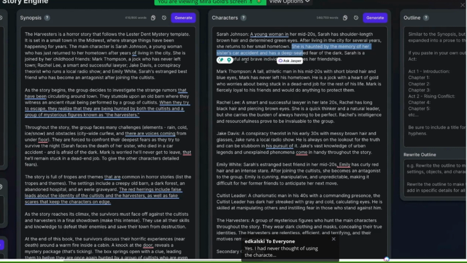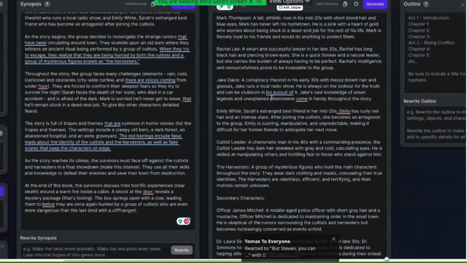So what I like to keep in my character list is usually very bare-boned, and I like to only put information in there that's going to impact my character. So let me show you what I like to do.